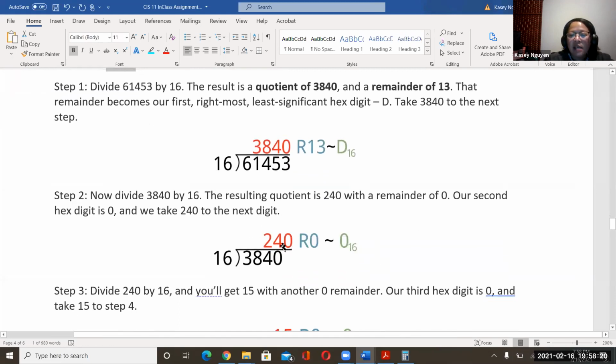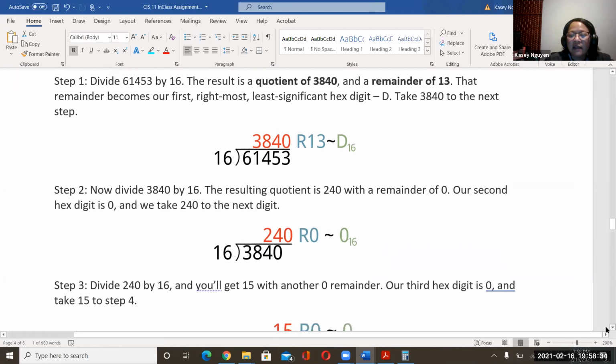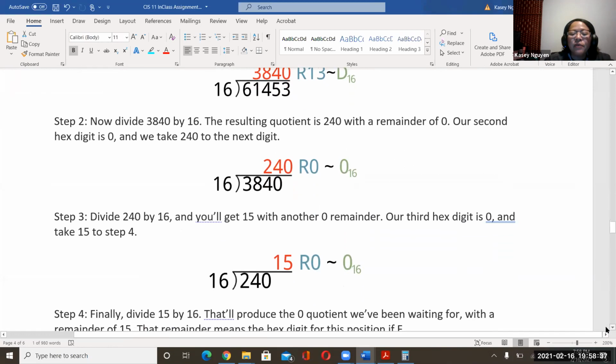That would be 240 as quotient with 0 remainder. You have to put down the 0 as remainder because 0 is 0. Okay. Then we would take 240 divided again. We would have a quotient of 15. So 240 divided by 16, we would have 15 with 0 remainder. It's also a 0 there.